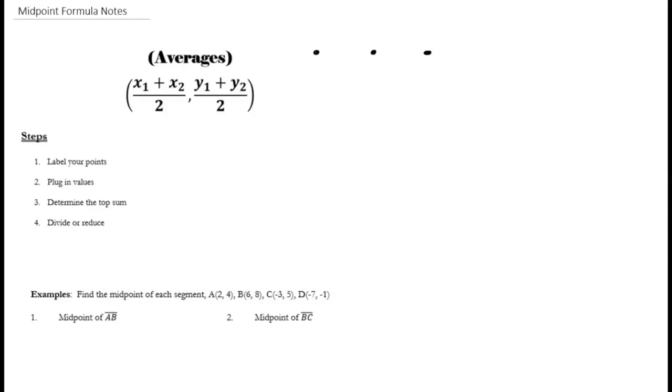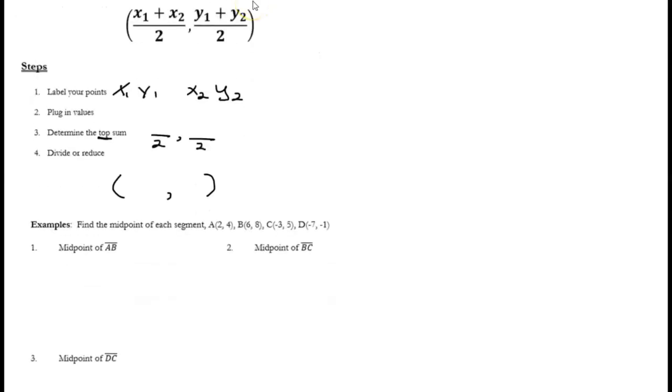So the first thing we're going to do is label our points. And remember, that means that we're going to label x1, y1, x2, y2. And then we're going to plug our numbers into our formula right here. And then we're going to figure out what the sum is on the top. A common mistake is people will try to do all this as one step in the calculator, and the calculator is not going to do your order of operations correctly. So you just figure out the answer on the top, and then you divide by 2, okay? And that's what the next step is, to divide or reduce. When you're done, your answer is a point, an ordered pair, so you need to write it in parentheses.